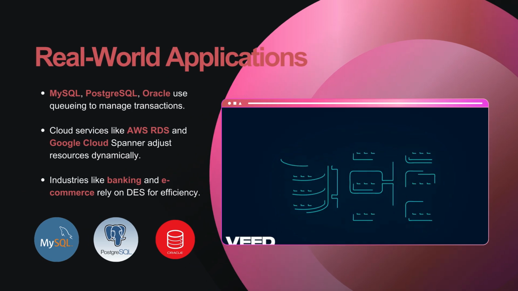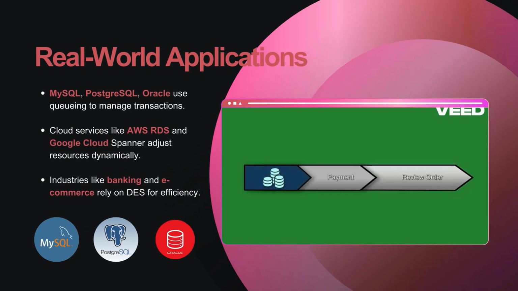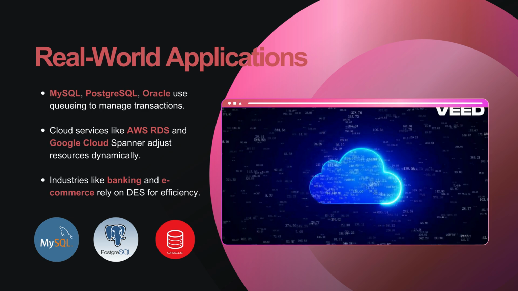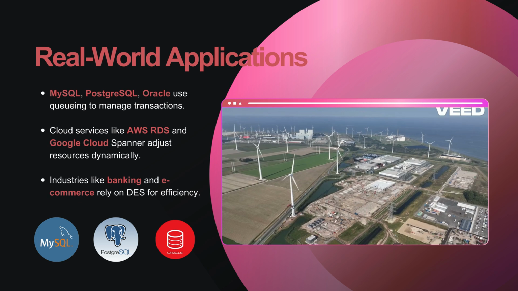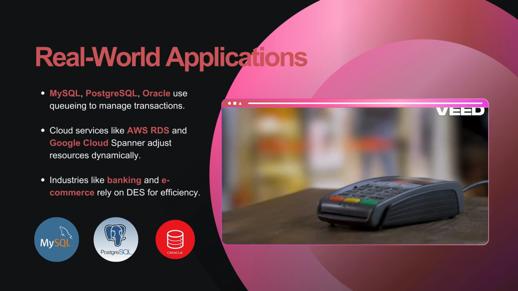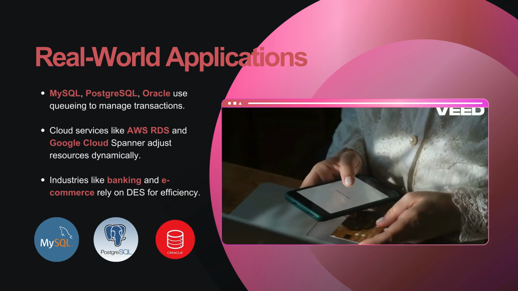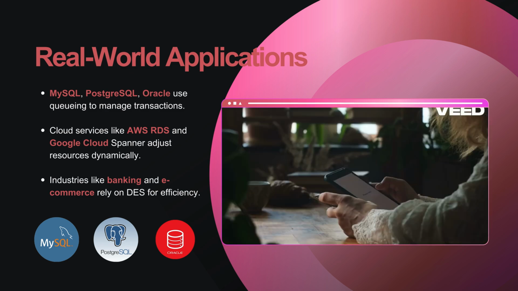Databases like MySQL, PostgreSQL, and Oracle use queuing methods to manage multiple transactions. Cloud-based services like AWS RDS and Google Cloud Spanner adjust resources automatically to handle high traffic. Industries like banking and e-commerce use DES to make sure their databases can handle large numbers of transactions without problems. By improving queuing models, companies can make their systems faster and more reliable.